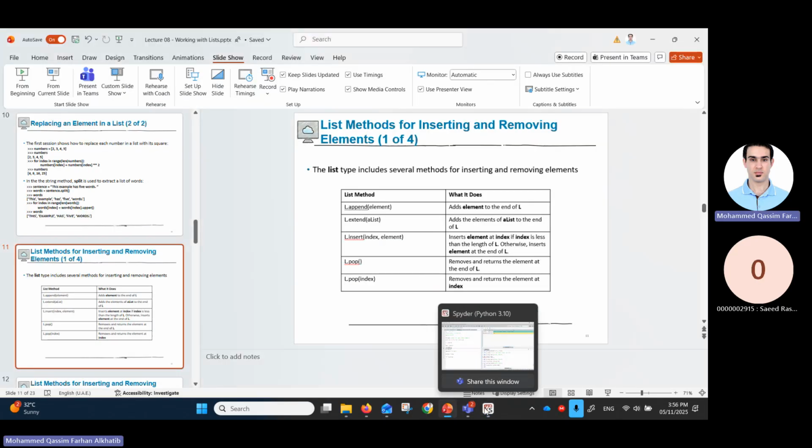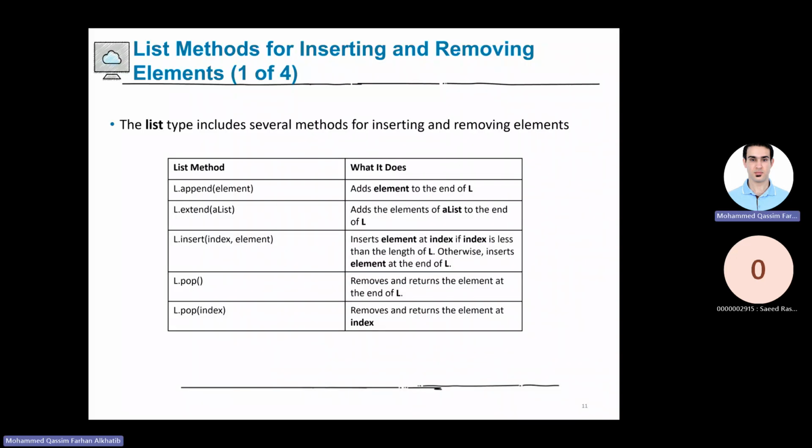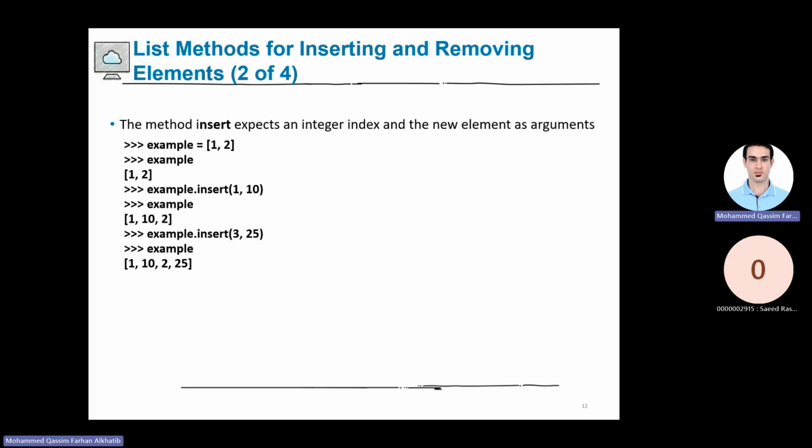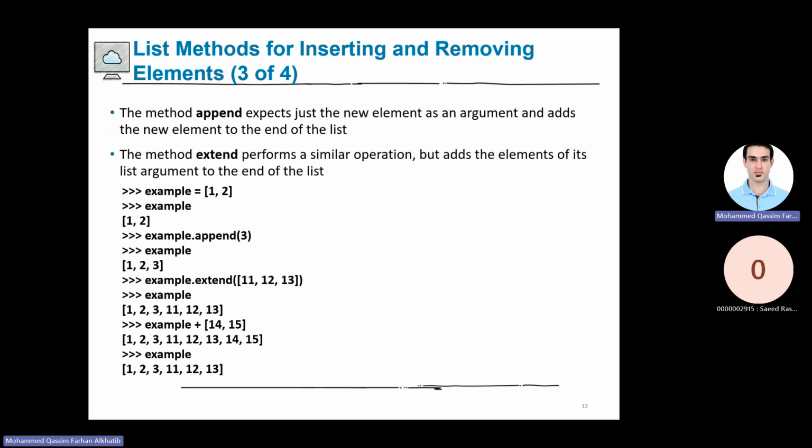Okay, so those are the list methods that are commonly used. We've seen insert. We've done them all, and we've seen examples on that. For insert, you have to put the index along with the value. The method append expects just the new element.